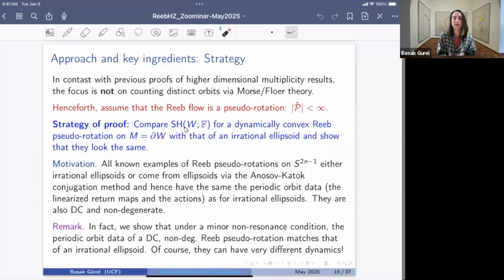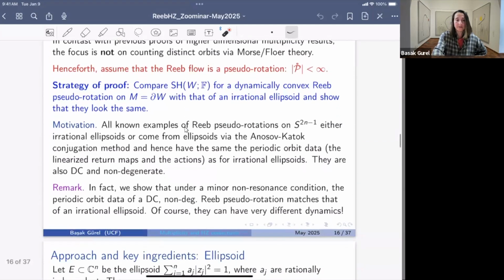It is because if you look at the examples of Reeb pseudo-rotations we have on the sphere, they're either irrational ellipsoids or those obtained via the usual standard conjugation method from ellipsoids, and therefore they have precisely the same fixed point data as that of irrational ellipsoids. And they're also DC, they're also non-degenerate, etc. So this is the world of examples. As far as I know, there are no other known pseudo-rotations or Reeb pseudo-rotations.